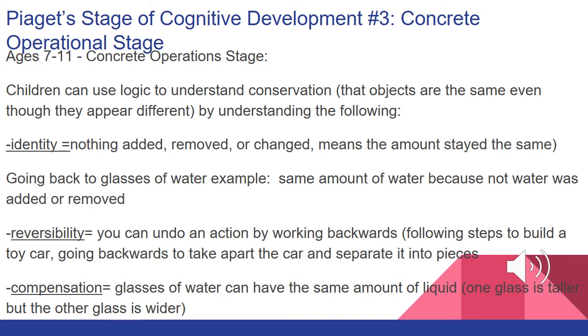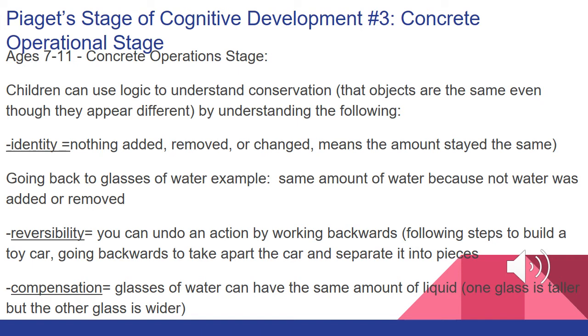Furthermore, they're able to understand reversibility. So they realize that they can undo an action by working backwards. An example of this would be, let's say they follow the steps to make a toy car, connecting the battery, screwing in the battery, and then closing the battery case. And then they also realize that, hey, I can undo the steps and break the toy car into parts, removing the battery and going step by step backwards until I get to the initial parts that I began with.